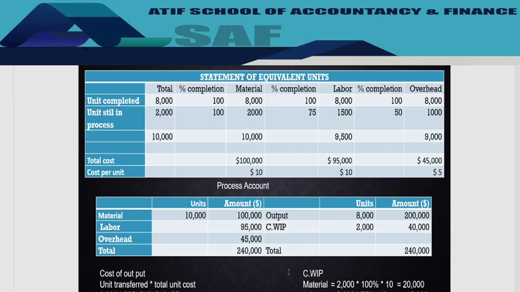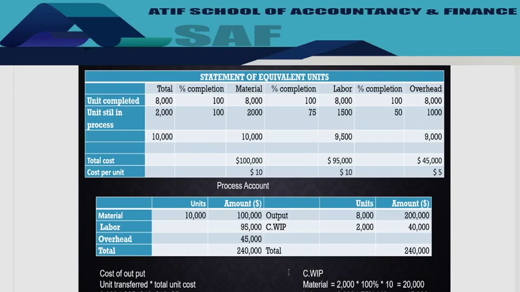A total unit cost is a sum of material cost, labor cost and overhead cost. Unit cost of material is $10, unit cost of labor is also $10 and unit cost of overhead is $5. Accumulate the sum of them and you will get the total unit cost of $25. This total unit cost is multiplied by the units transferred of 8,000 and you will get the amount of output as $2 lakh. For calculating closing work in progress, each element would be costed separately.